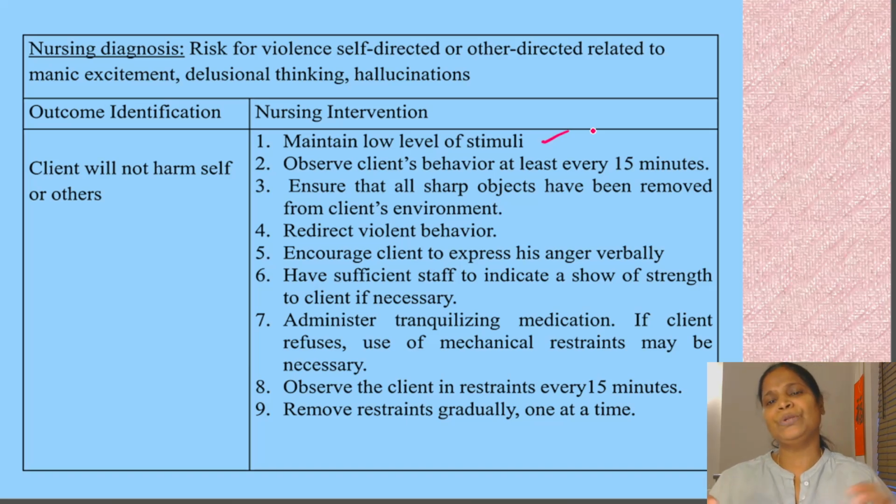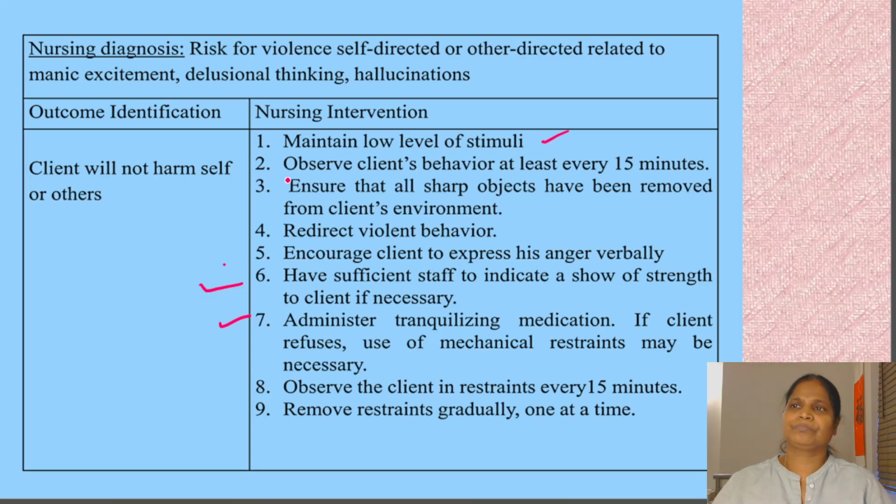As mentioned earlier, we have to remove all the sharps from the client's environment. Redirect violent behavior, maybe by involving them in diversional therapies or recreational therapies. Encourage the client to express his anger verbally, ask him to say it out. And we need to have sufficient staff to show strength in case it is necessary, when the patient becomes very aggressive and tries to come at us, we need to be sufficient enough to support ourselves and to face the patient. Then apart from that, we need to administer medications, mood stabilizers or tranquilizers as prescribed by the psychiatrist.